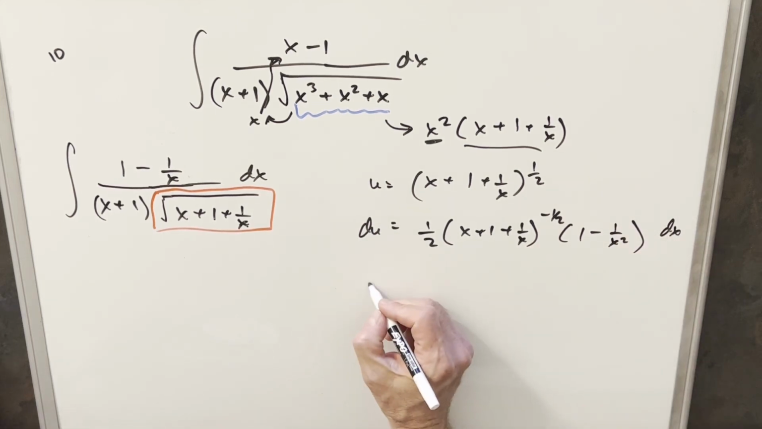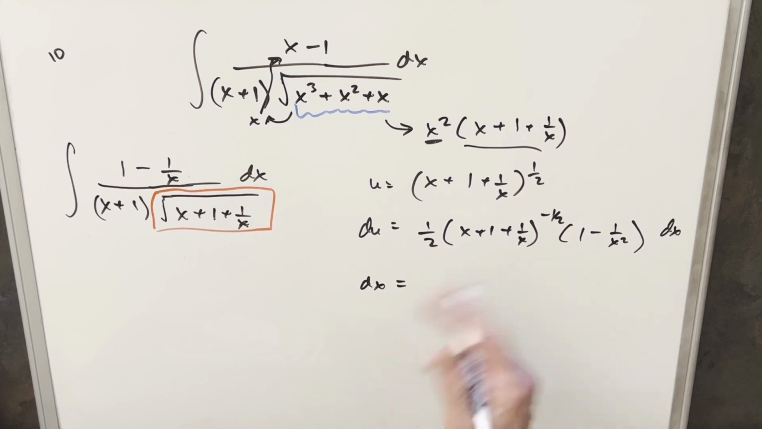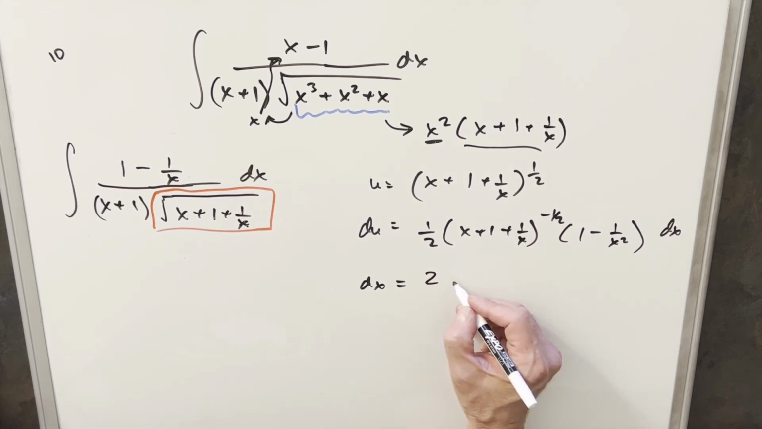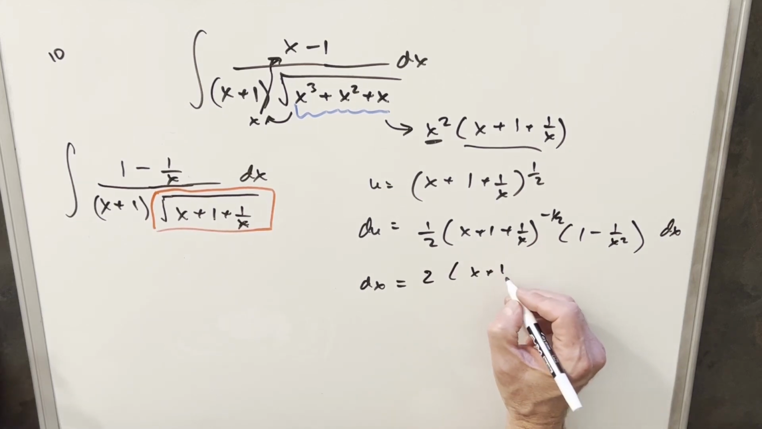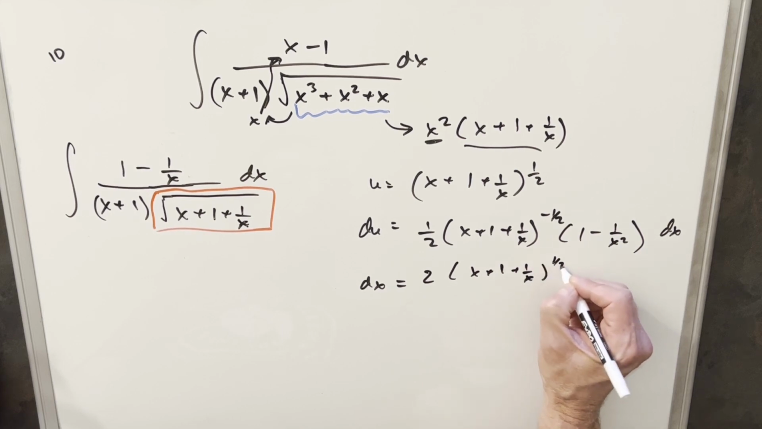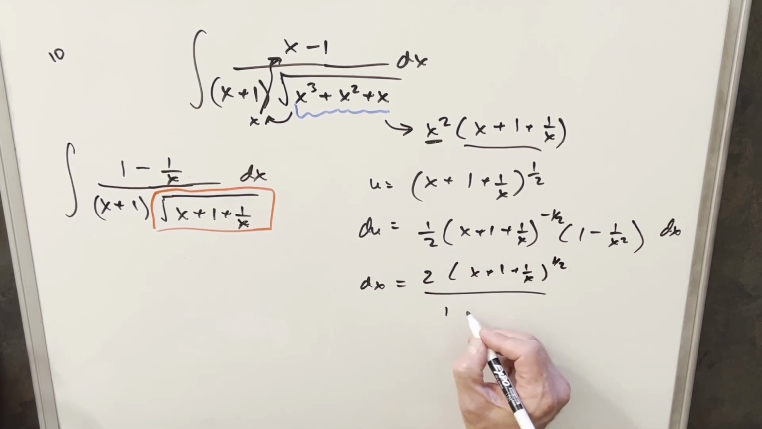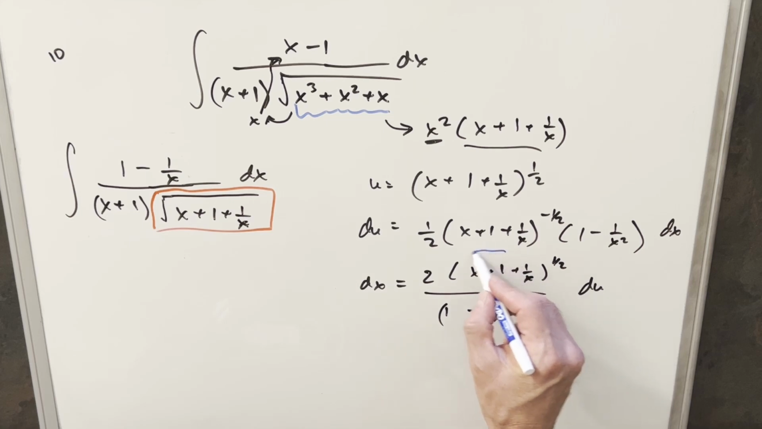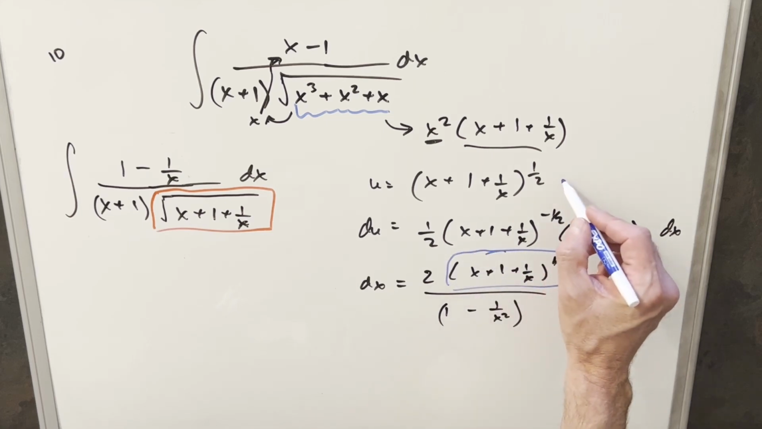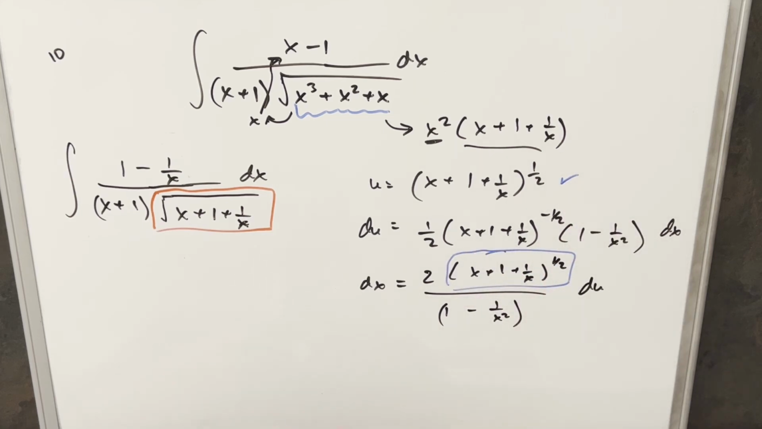And then what I'm going to do is just solve this for dx. So we'll just take the reciprocal of everything. We're going to have 2 times this thing, but now we're going to have it in the numerator as 1/2, and then we'll bring this thing into the denominator. But just notice that this piece right here is actually the same thing as our u value right here. So we can actually write our dx a little simpler. We can write dx as 2u over (1 minus 1 over x squared) du.